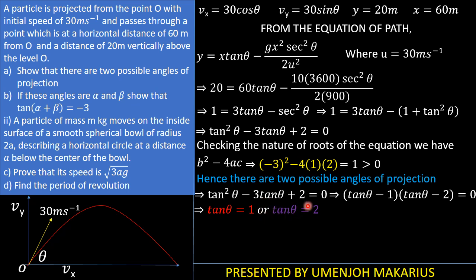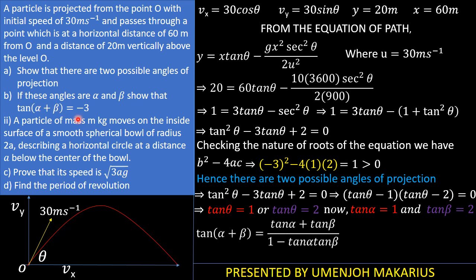Good. So friends, we have the two angles now. We can therefore tell them that one of the angles is alpha and the other is beta. So we will say that tan alpha is equal to 1 and tan beta is equal to 2. Now all that is left is to show them that this condition is true. We recall that the tangent of alpha plus beta is the same as tangent of alpha plus tan beta, all over 1 minus tan alpha tan beta. That is according to trigonometry.